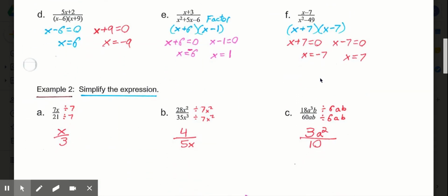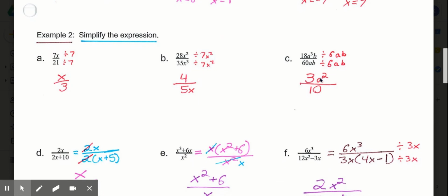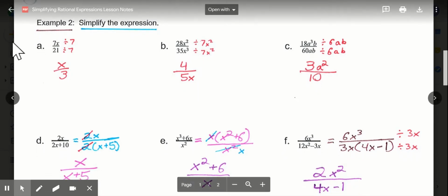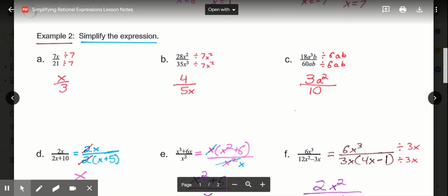Moving down to example 2, simplify the expression. We'll start with A here, 7x over 21. What we're looking for is, can top or bottom originally be factored any further? No, they can't. So what do top and bottom have in common that we can divide out? We can divide out the factor of 7 for both. We can't do anything with the x because the bottom does not have an x. So divide top and bottom both by 7, and our simplified expression is x over 3.